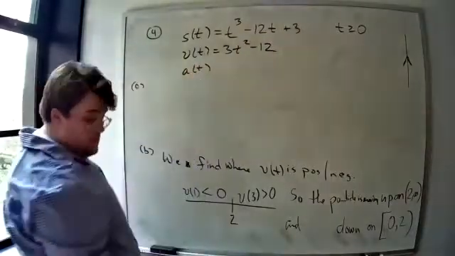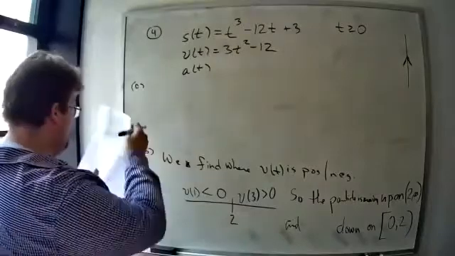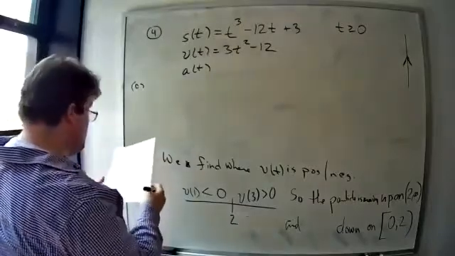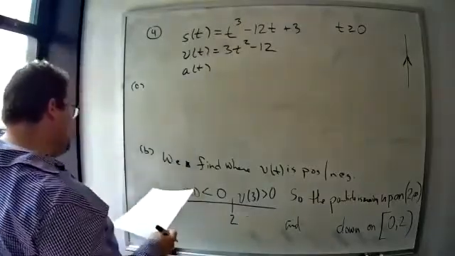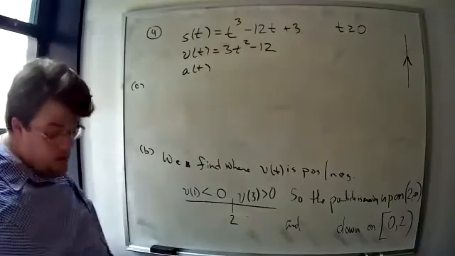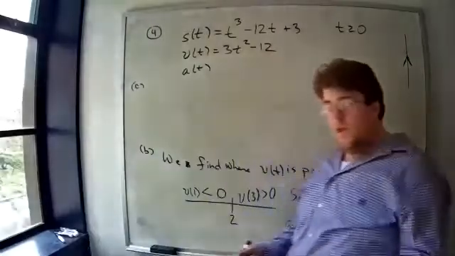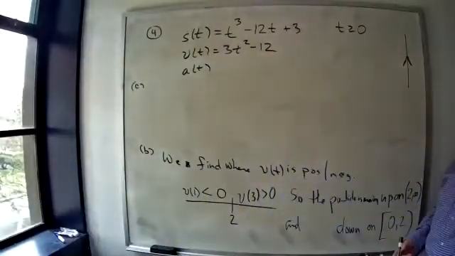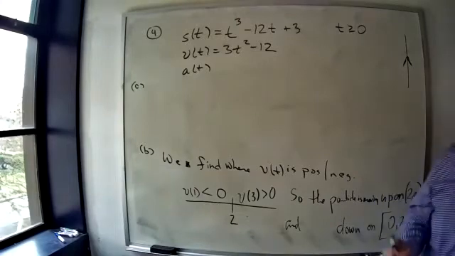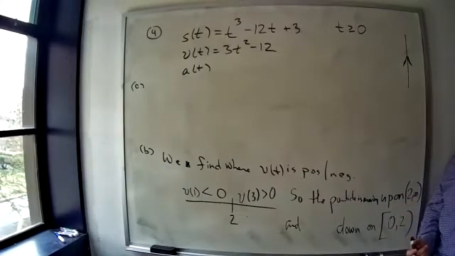Part C says: is the particle speeding up or slowing down at time 1? Is the particle speeding up or slowing down at time 3? Well, speeding up or slowing down suggests that we're looking at how the speed is changing. And to figure that out, we can look at how the velocity is changing.